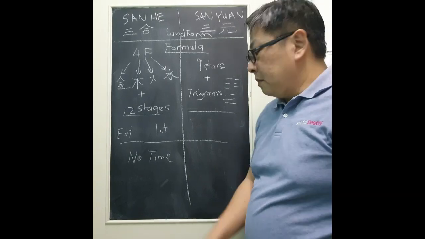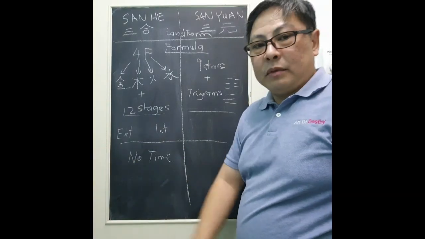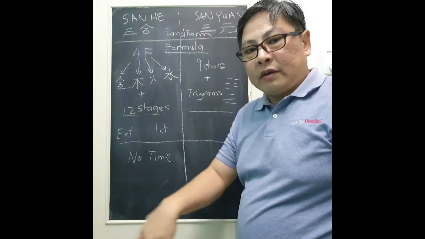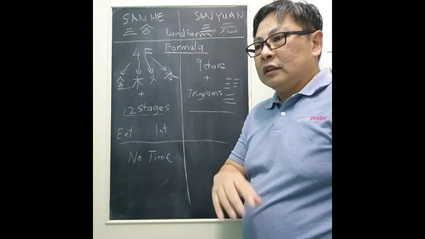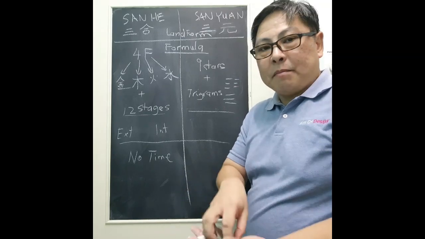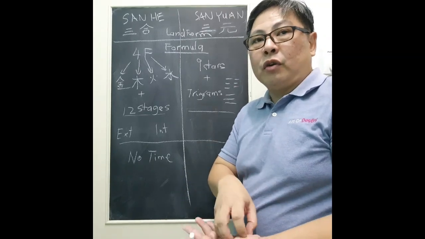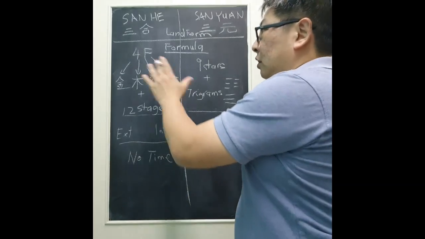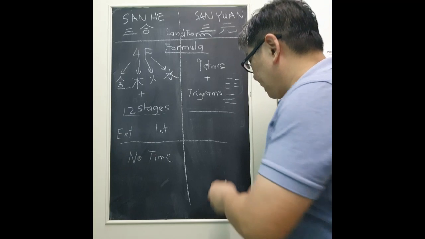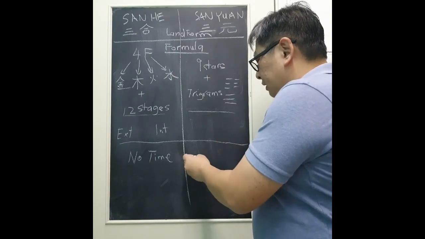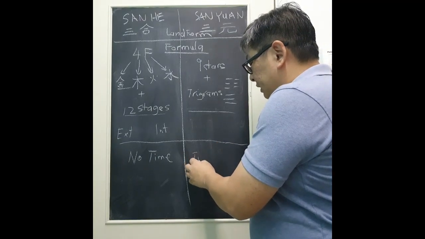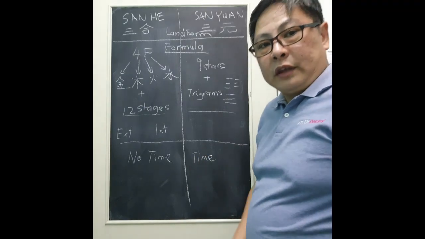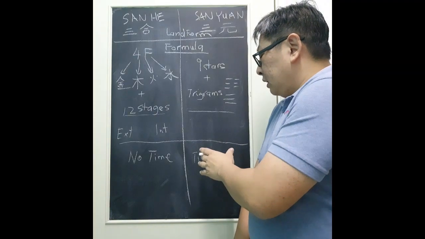No time factor, meaning to say that once you set the formation, unless the external environment changes, otherwise this property, this house, this temple, this factory should prosper 1,000 years, 2,000 years, 3,000 years, right? So that is the concept of Sangha. But San Yuan recognizes the time dependency. So therefore, they apply different theory.